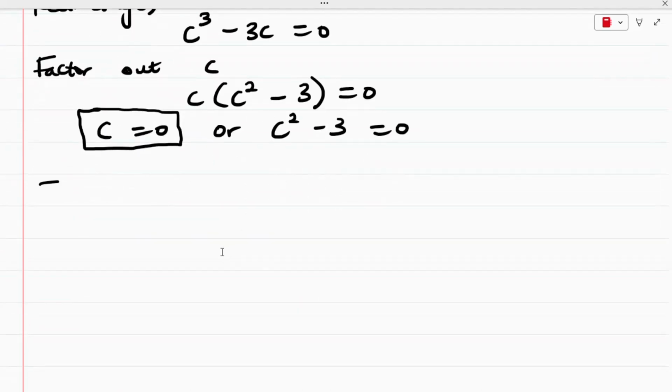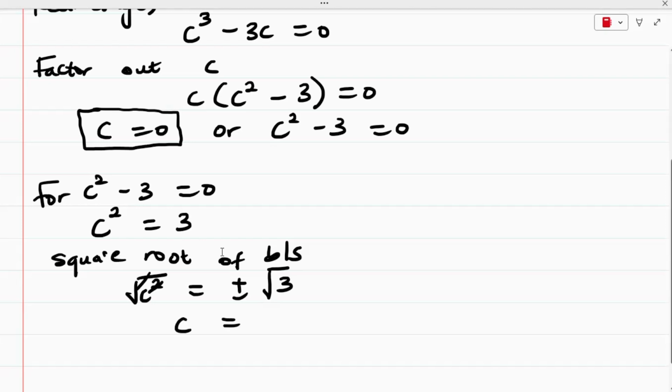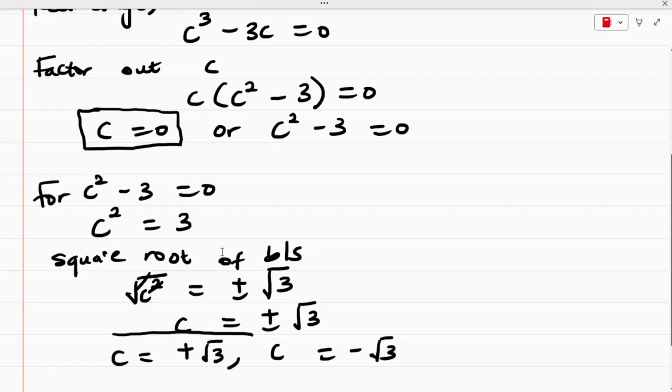So we have C squared minus 3 equals to 0. This becomes C raised to the power of 2 is equals to 3. So square roots of both sides. The square root of C squared is equals to plus minus the square root of 3. So this is going to cancel out this, and we have that C is equals to plus minus the root of 3. So C is equals to plus root 3, or C is equals to negative root 3. So we have the second value of C right here, and this becomes the third value of C.